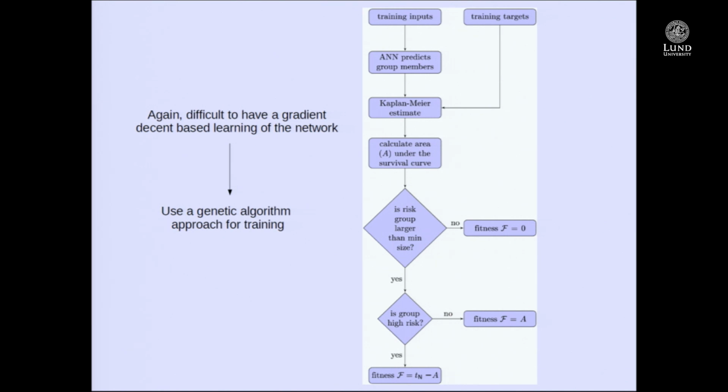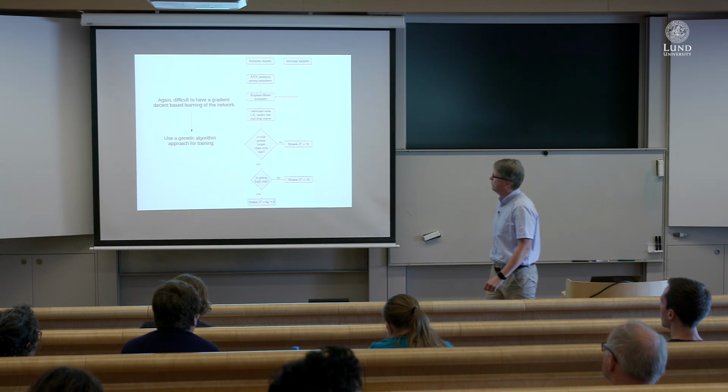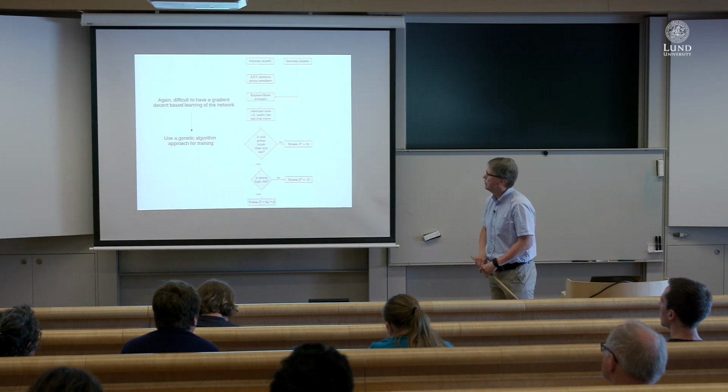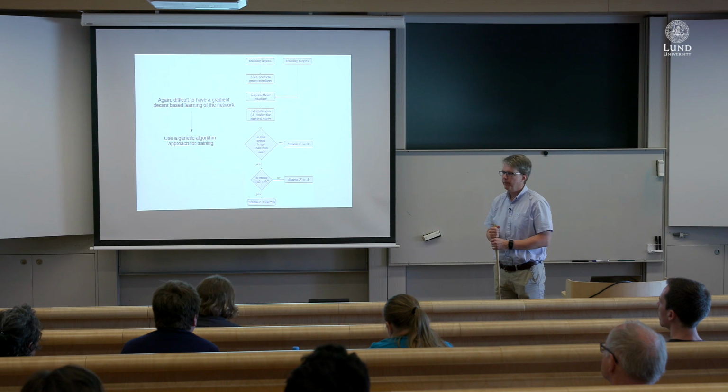We have training inputs. We use the neural network to predict group members. We do the Kaplan-Meier estimate. We compute areas, and then you can have some constraints on the group sizes. If it's a high risk, then we have some fitness measure. If it's a low risk, we have the reverse fitness measure. So we use that, and we use a genetic algorithm for training this.